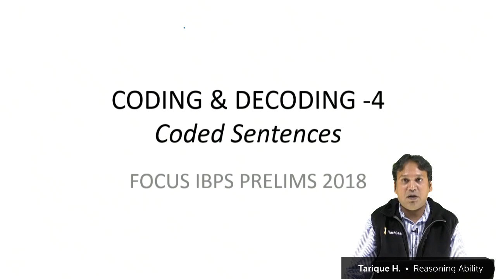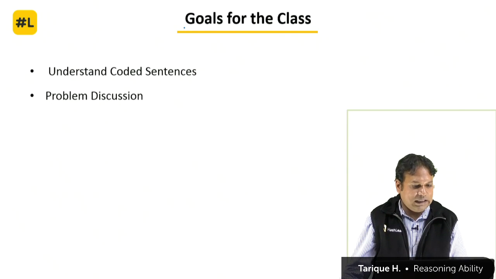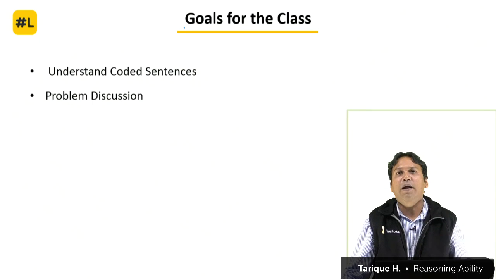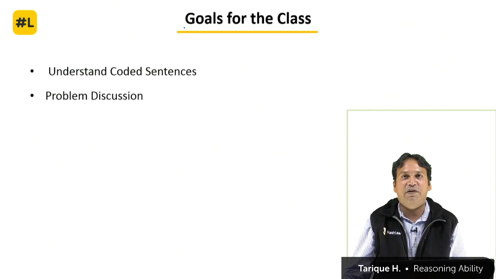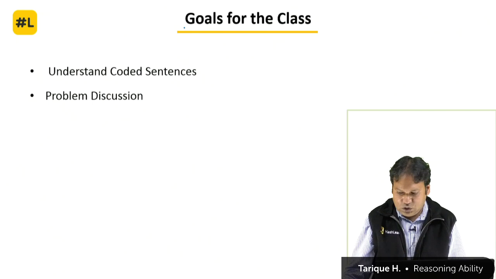So let's look at the goal for today's session. We'll understand the question type on coded sentences and discuss some very good problems that will give you an idea of difficulty level. We always start from the basic types and move towards the advanced questions, so that is what we will be doing in this session also.